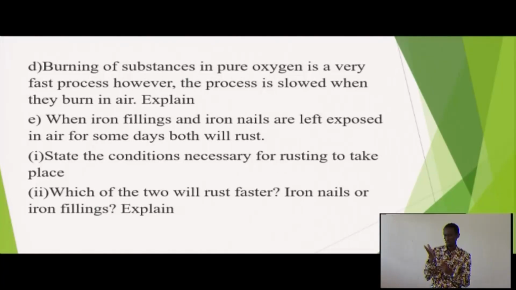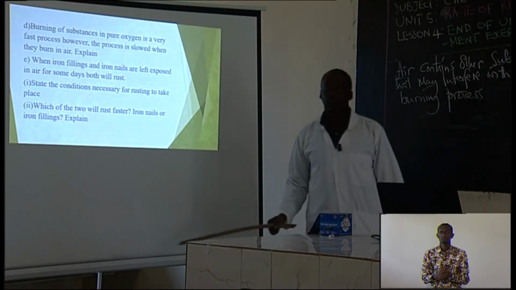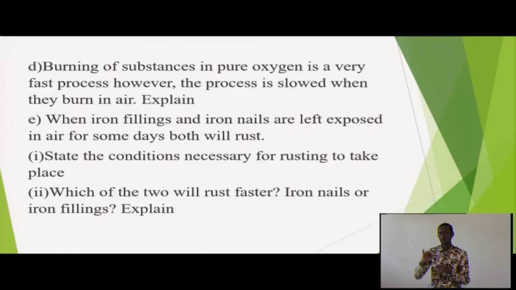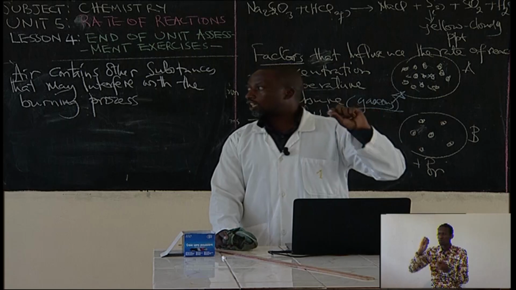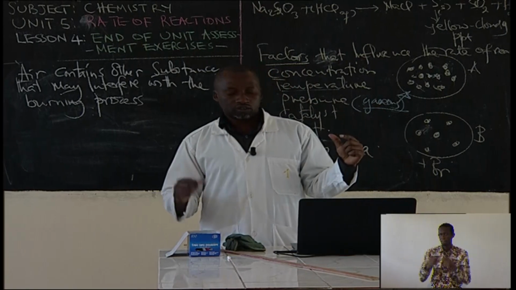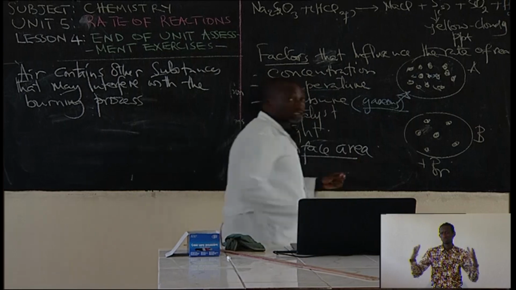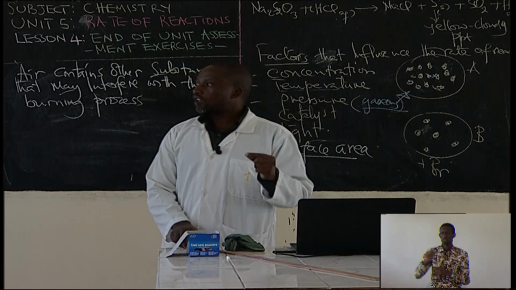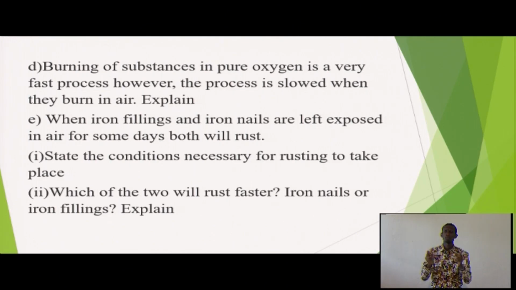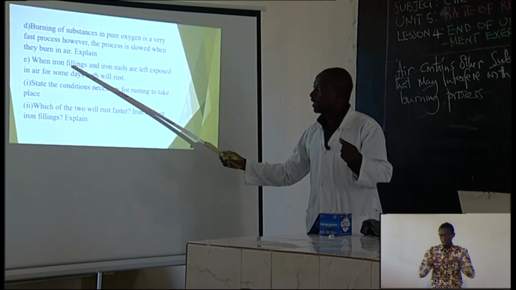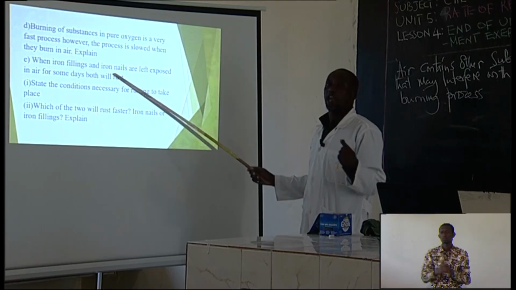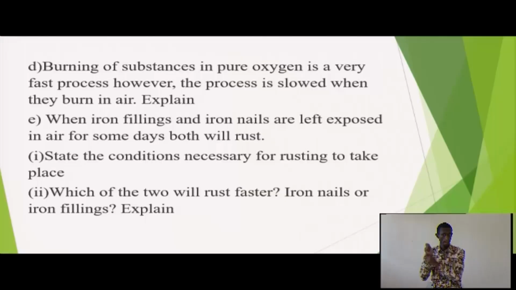When iron filings and iron nails are left exposed in air for some days, both will rust. Iron filings are powdered, small particles, and nails are bigger. So the effect of the surface area still comes in. The iron filings will rust faster compared to the iron nails because of the increased surface area.